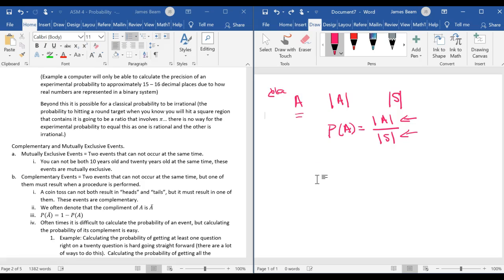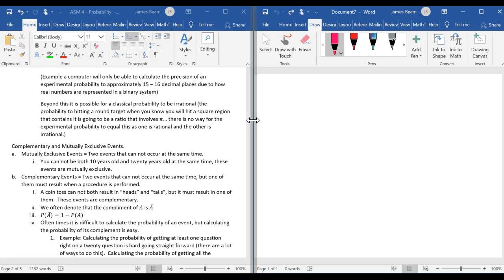So let's say you have, all right, let's get some space here to draw. Let's say you have a square, and you have a circle inscribed in that square. And you're going to throw darts at random. We want to know what is the probability of landing inside the circle given that we hit the square.